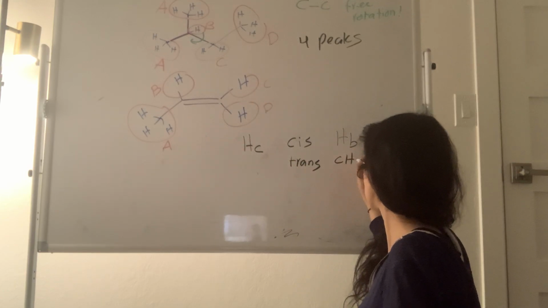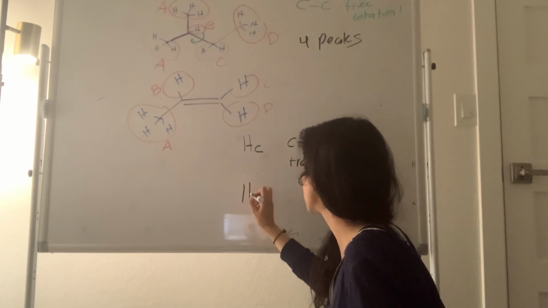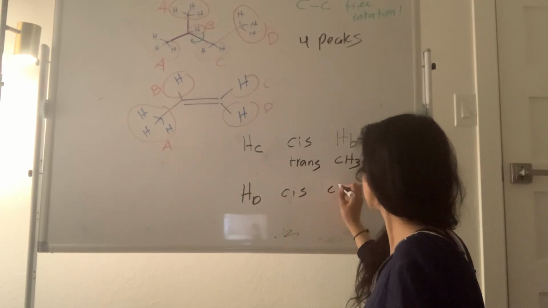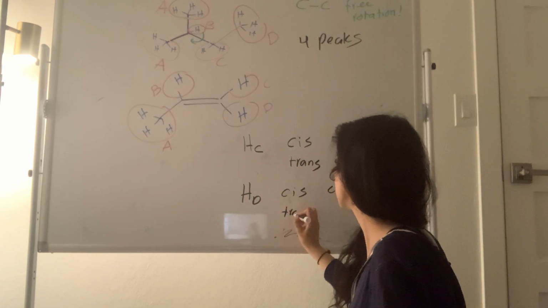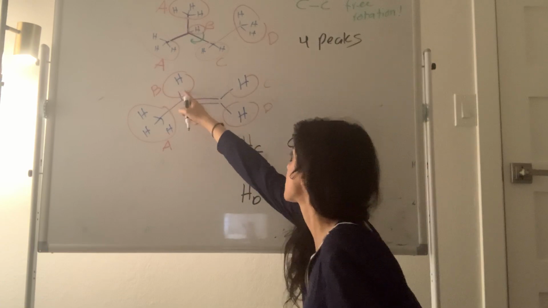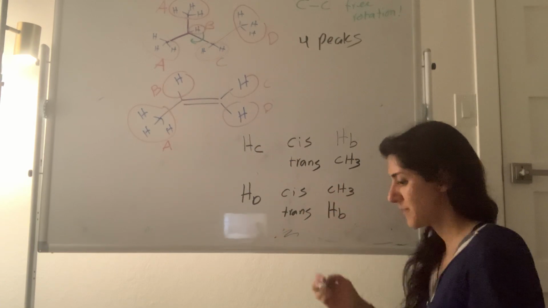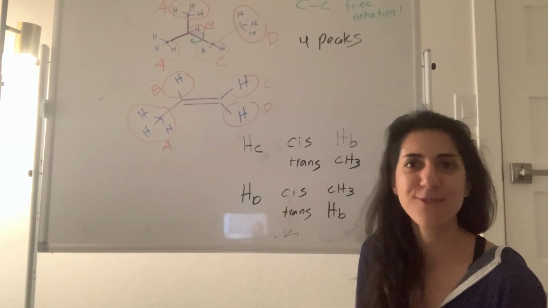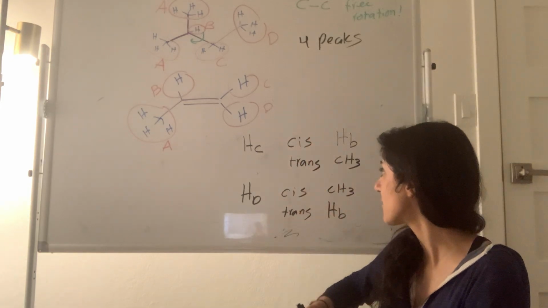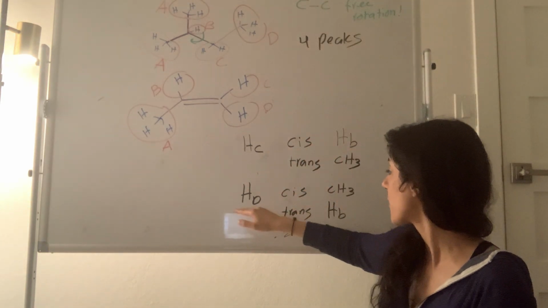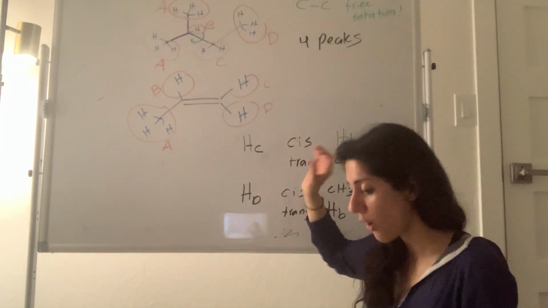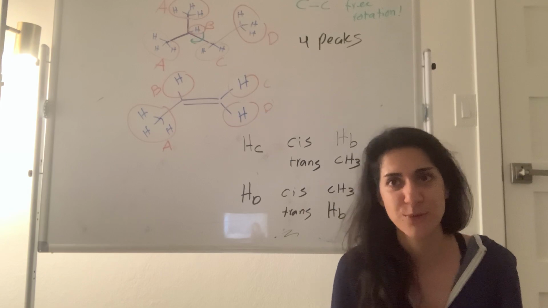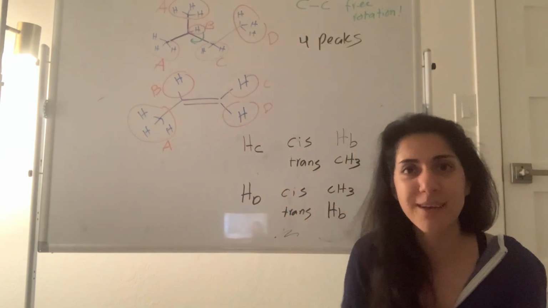CH3. Okay, let's look at HD. What is cis to HD? CH3. What is trans to HD? Trans over there, HB. So what they see when they look out the window are actually different. Their cis and trans is different. HC, the cis is a HB. For HD, the cis is a methyl. So are those unique or are they different? They are unique. They're not equivalent to each other because their cis and trans are different.